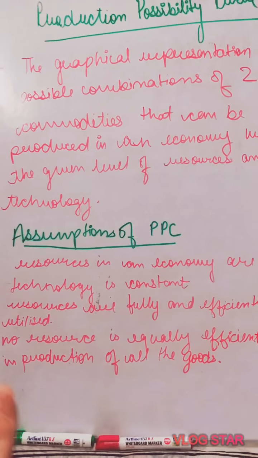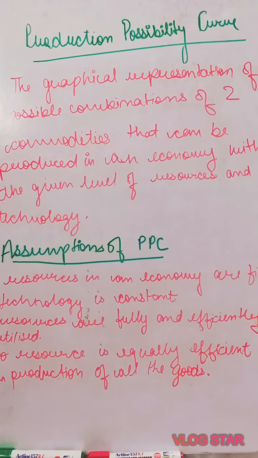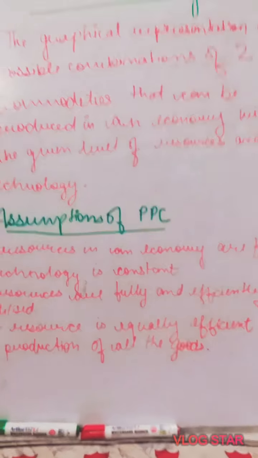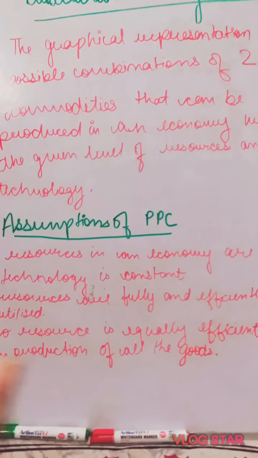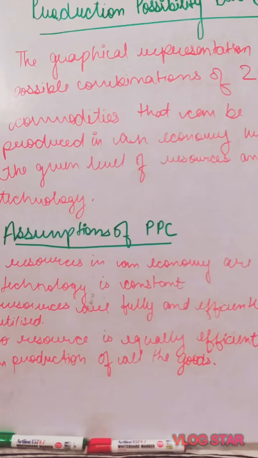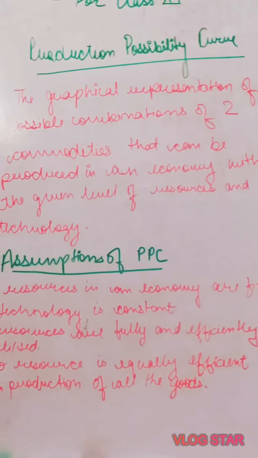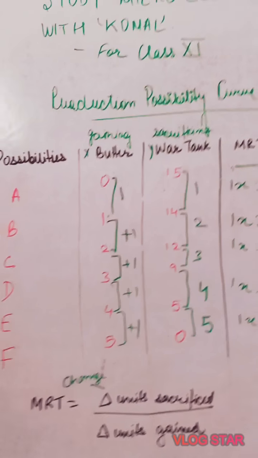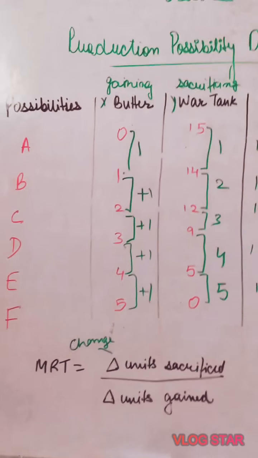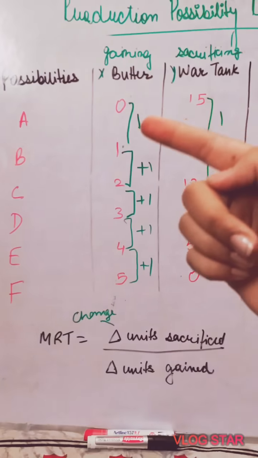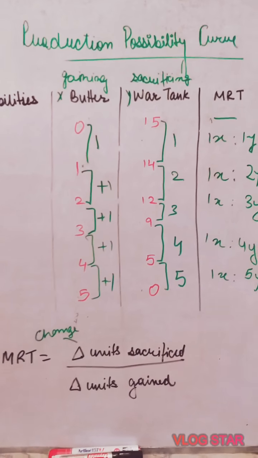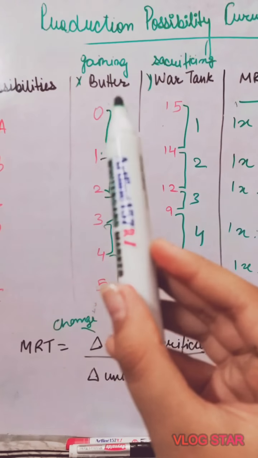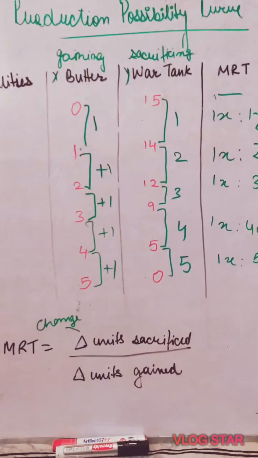Hope you understood that paper is not at all needed to make rubber, and rubber is not required to make paper. I hope you got the point. Now let's study the PPC schedule. This is our production possibility curve schedule. These are the possibilities, these are the gained units, these are the sacrifice units, and these are the butter, that is X units, and war tanks, that is Y units.